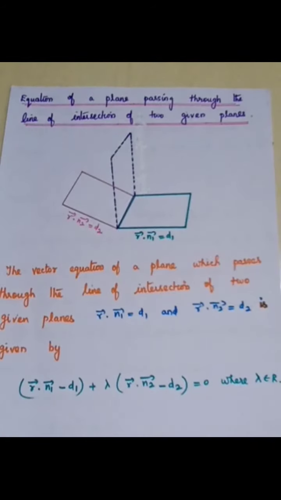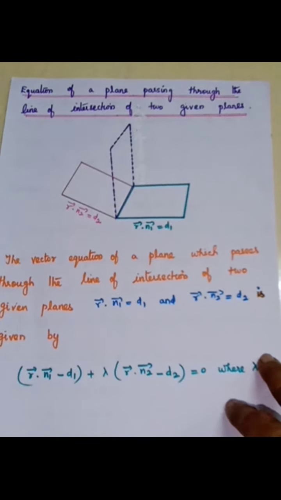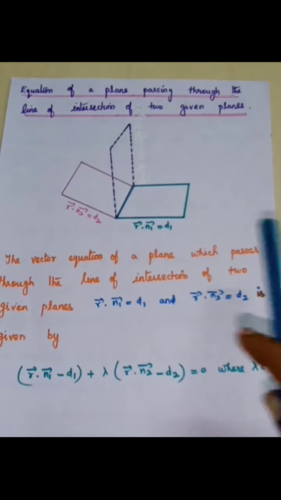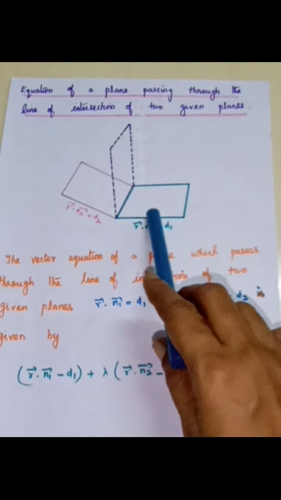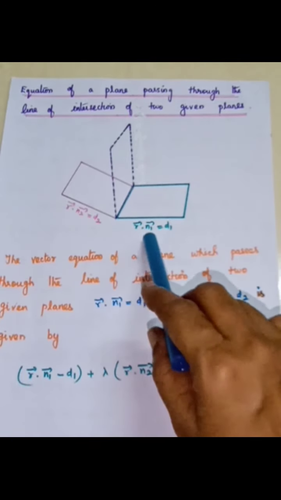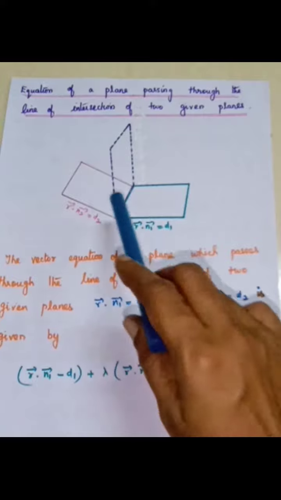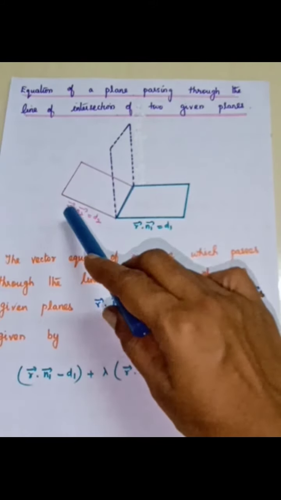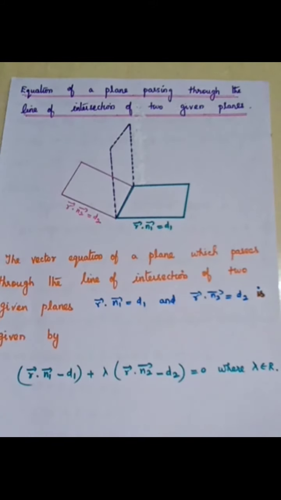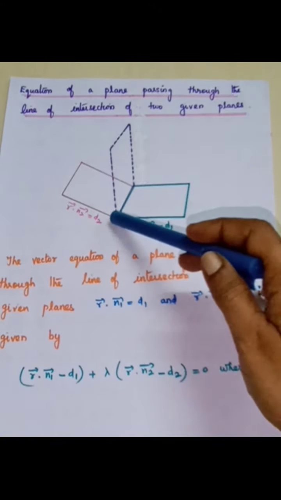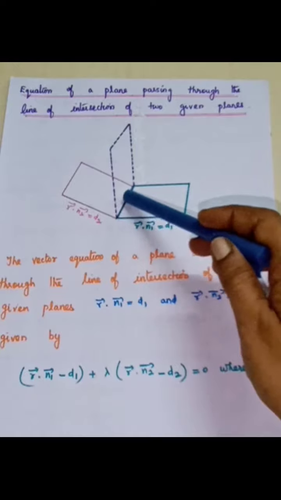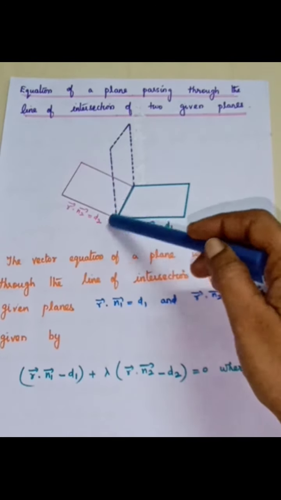Okay, so the next one, the important 5-mark topic: equation of the plane passing through the line of intersection of two given planes. You see that here this is one plane, r vector dot n1 vector is equal to d1, and this is the second plane whose equation is r vector dot n2 vector is equal to d2. So these two planes intersect on a line.